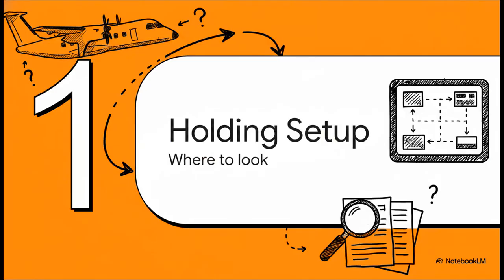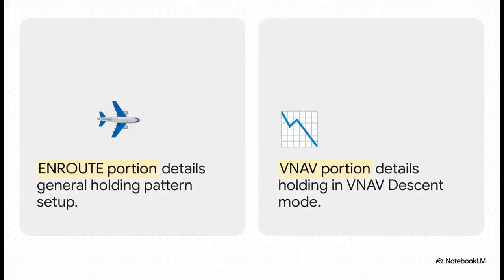FMS holding setup. Let's figure out exactly where the holding setup information lives in your system. Because, let's face it, knowing where to look is half the battle. So, the Q400 FMS brilliantly organizes its data based on what the aircraft is actually doing. If you need the general, detailed holding pattern setup, you're going to look in the en route portion. But, and this is a big but, if you are holding while you're in VNAV descent mode, well, that specific logic is tucked away in the VNAV portion.